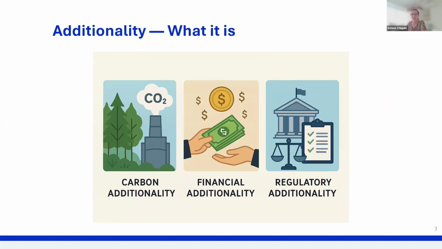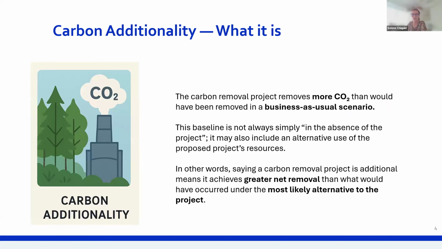So when we think about additionality, legal, financial, and other considerations all come into play, and each must be assessed for a project to be considered additional. First, we have what we call carbon additionality. What it means is that a project must remove more CO2 than would have been removed in a business as usual scenario. And that baseline, importantly, is not always simply what would have happened in the absence of the project. It may also include an alternative use of the proposed project resources, for example, the biomass feedstock or the material that would have been carbonated.